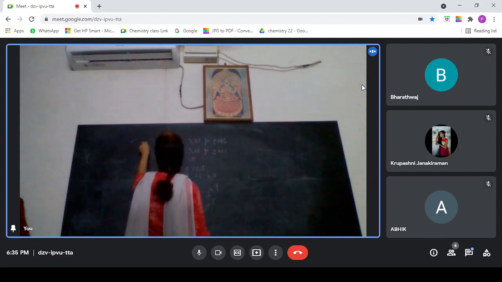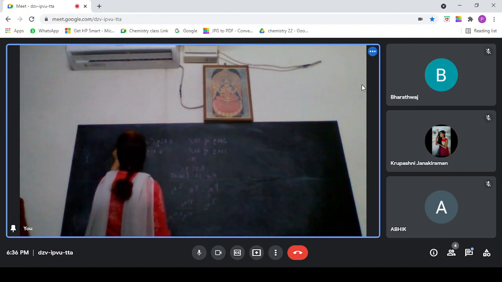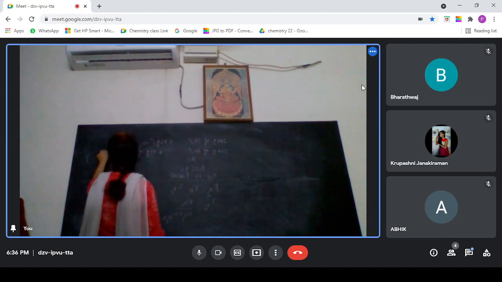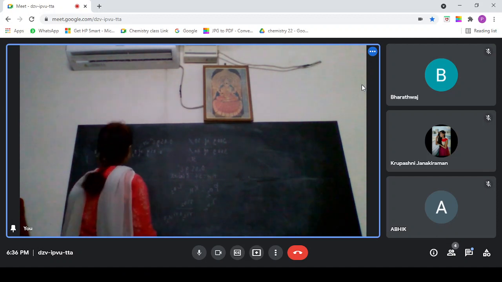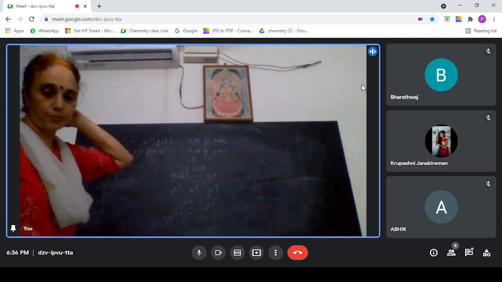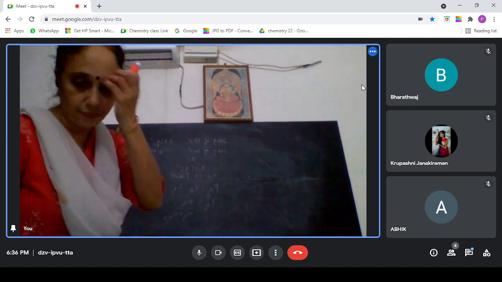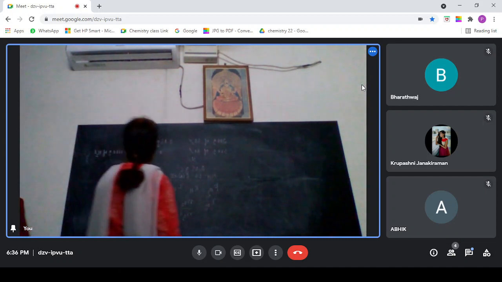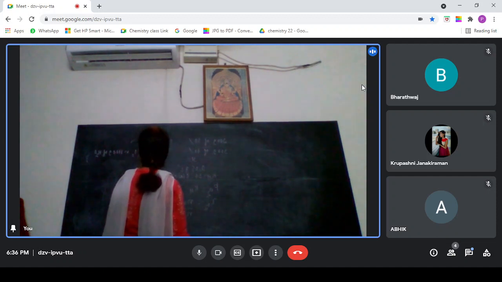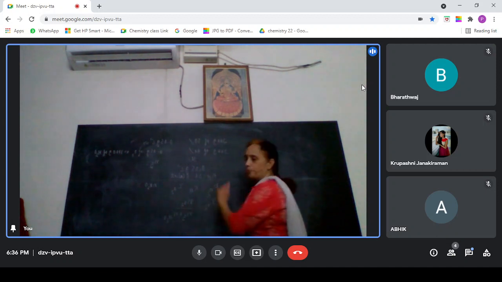0.05 gram per liter means 0.05 gram of oxygen in 1000 grams of water. So, find out n of oxygen, n of water and find out mole fraction and then find out partial pressure. Do it.